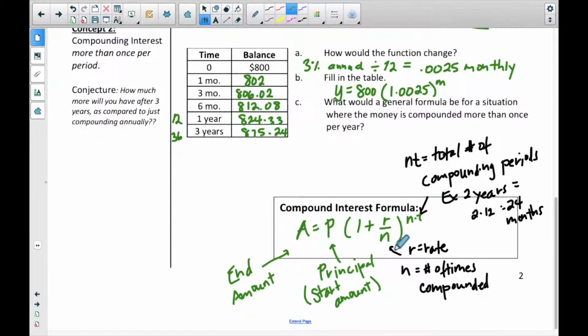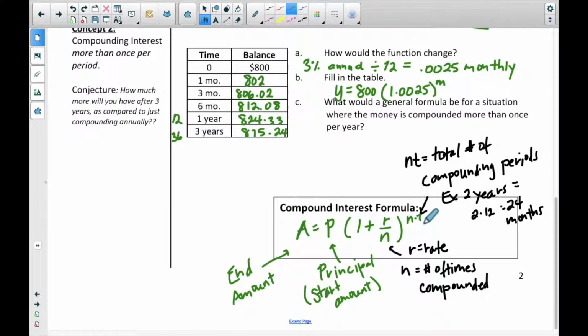R over N is the rate over the number of times compounded. And that's what we did up here. We took 3%, that was the rate, and we divided by how many times it's being compounded per year. 12 times because it was per month, so we divided by 12. So we took 0.03 divided by 12. That's what this is, 0.03 divided by 12.